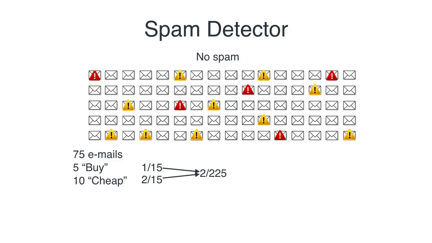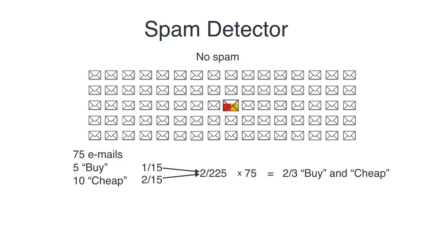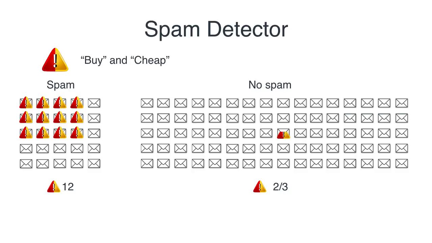So to find the actual number, we multiply it by 75 and we get 2/3. So in here, we have 2/3 of an email that contains the words buy and cheap. And that's fair, let's work with that. So we go back to our data, and on the left we have 12 emails that contain the words buy and cheap, and on the right we have 2/3 of an email that contains the words buy and cheap, and we can do math with these ones, right?